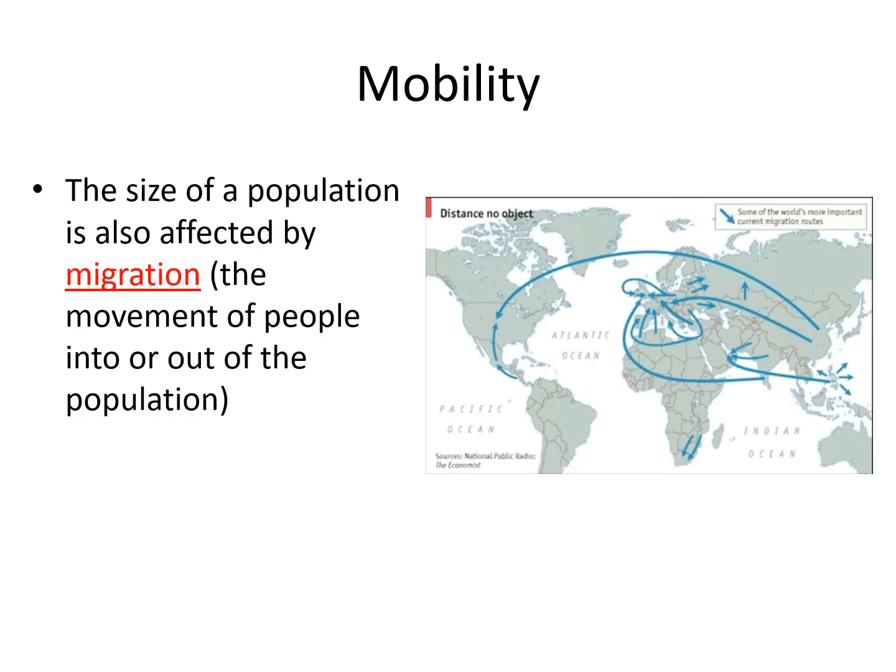Now, population, like we mentioned, is also affected by migration. People moving in, people moving out. And so that's something else we have to keep in mind when we look at demography.